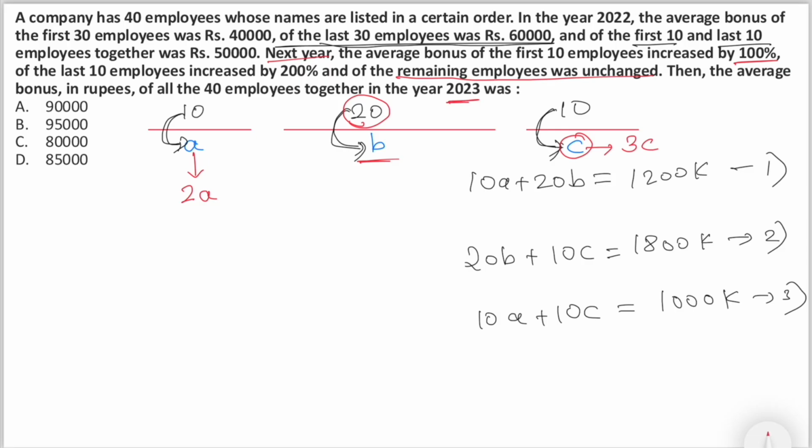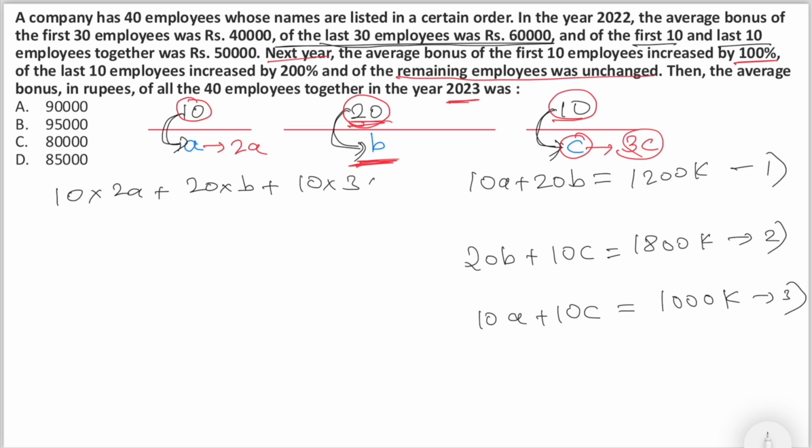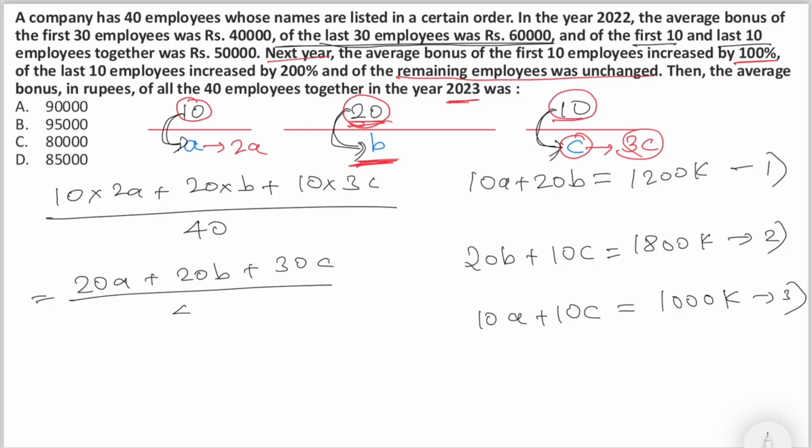Okay, in the new year, 10 employees have the bonus 2A, 20 employees have the bonus B, and 10 employees have the bonus 3C. Let's calculate the weighted average of this: 10 into 2A plus 20 into B plus 10 into 3C divided by the total of 40 people. So what we have is 20A plus 20B plus 30C divided by 40. Naturally, we need to find the value of the numerator, and if we are able to find it, we can very easily get the answer in this case.